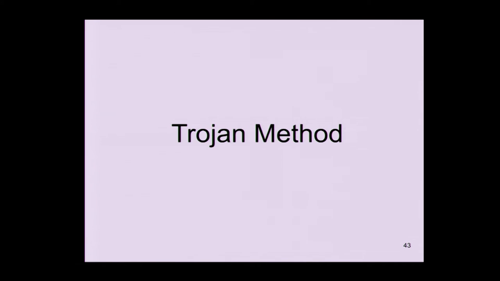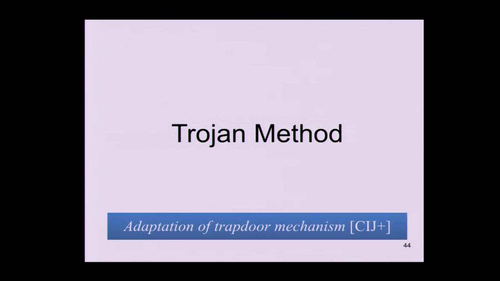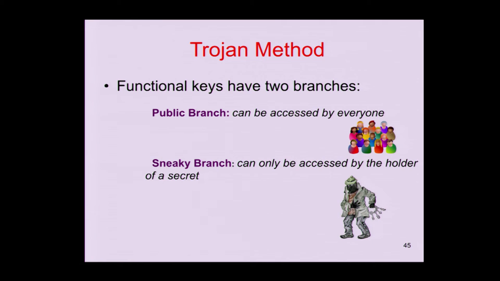And we're going to employ a method called the Trojan method to solve this problem. So what is this Trojan method? This method is an adaptation of a trapdoor mechanism, and I will explain this in more detail soon. In the Trojan method, a functional key has essentially two branches. The first branch is a public branch that can be accessed by anyone. In other words, all the honest execution happens in the public branch. And the second branch is what we call the sneaky branch. This is where you can hardwire things and make the simulator work in the proof of security.